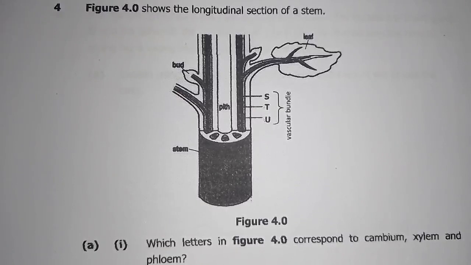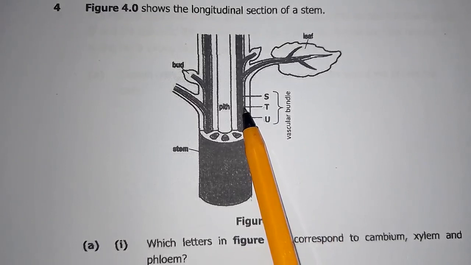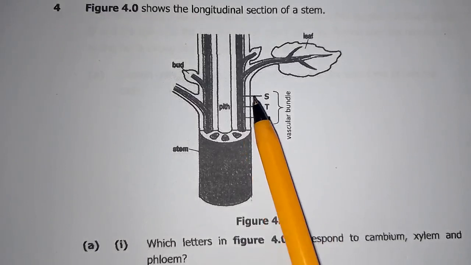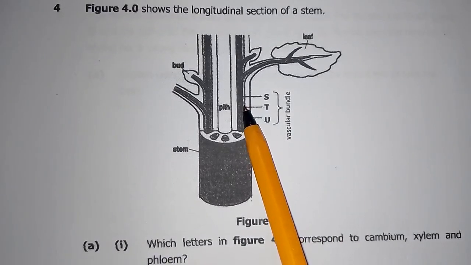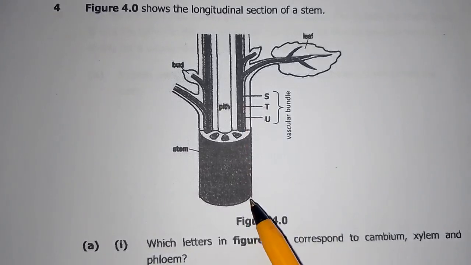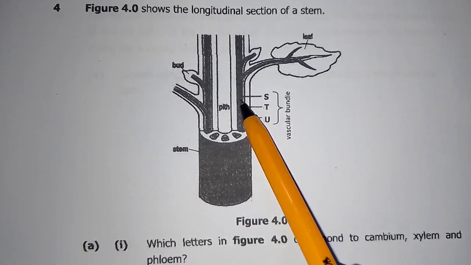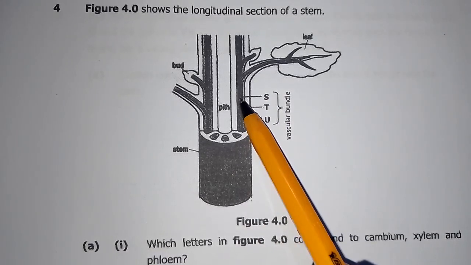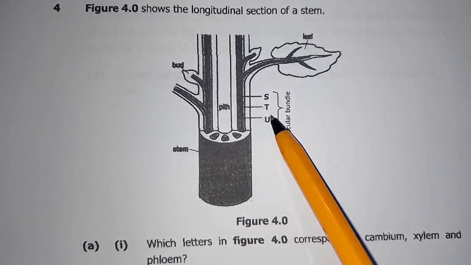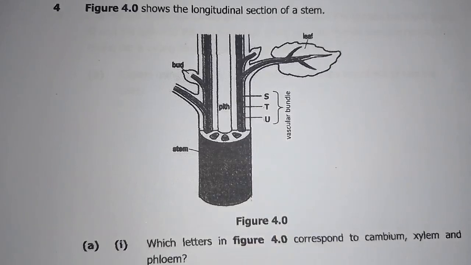So now, before we go any further, what we need to know is that the T here is in the middle. This one is pointing in the middle. Then we've got S here. S is going inside there. Then we've got this one which is U, that is just here.